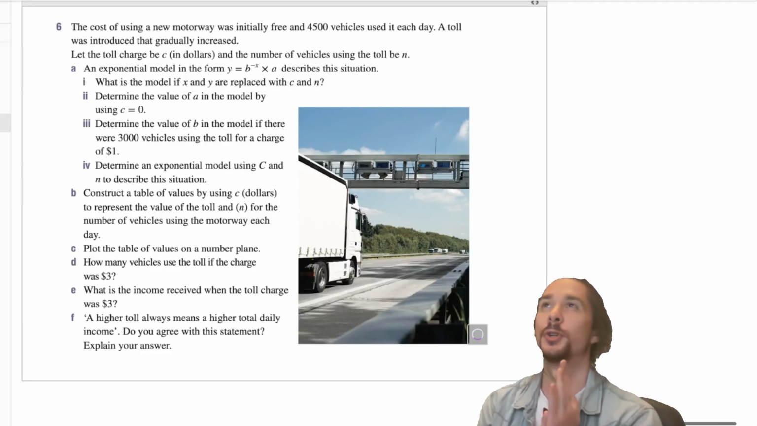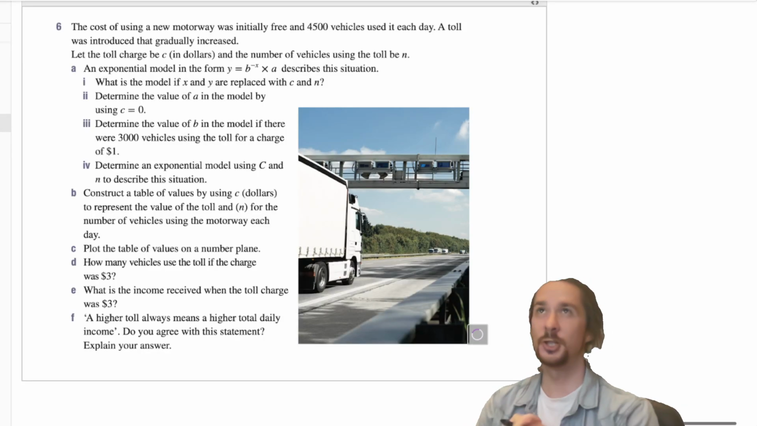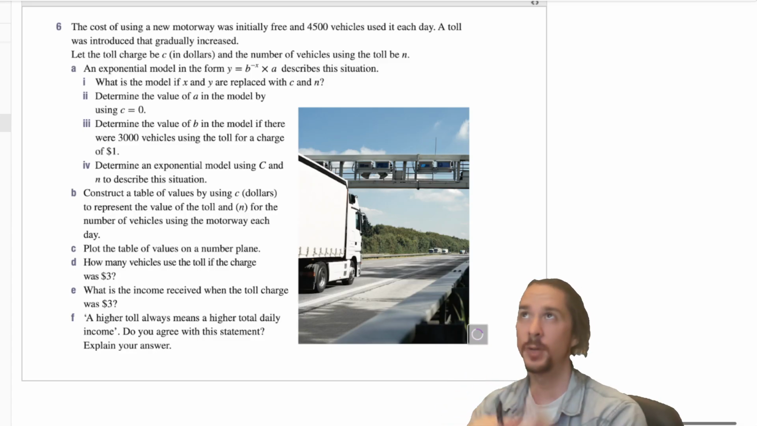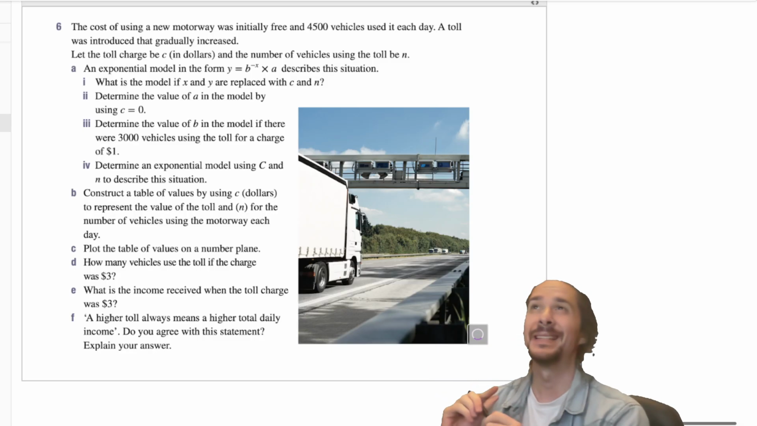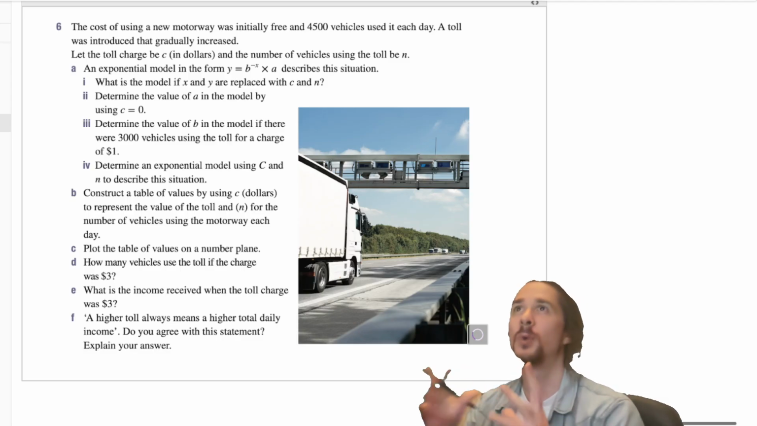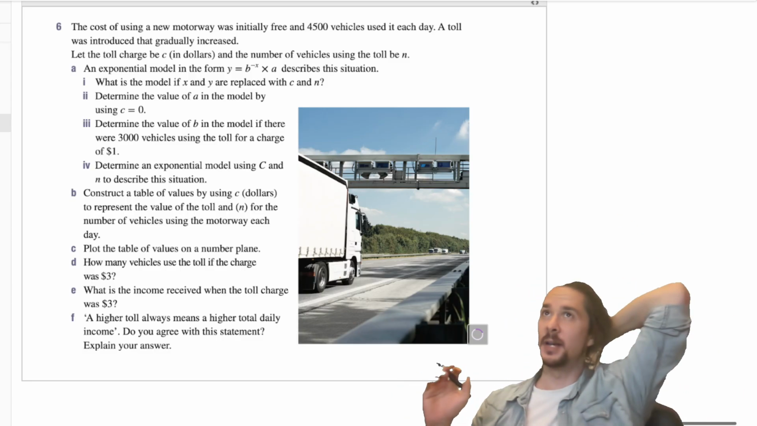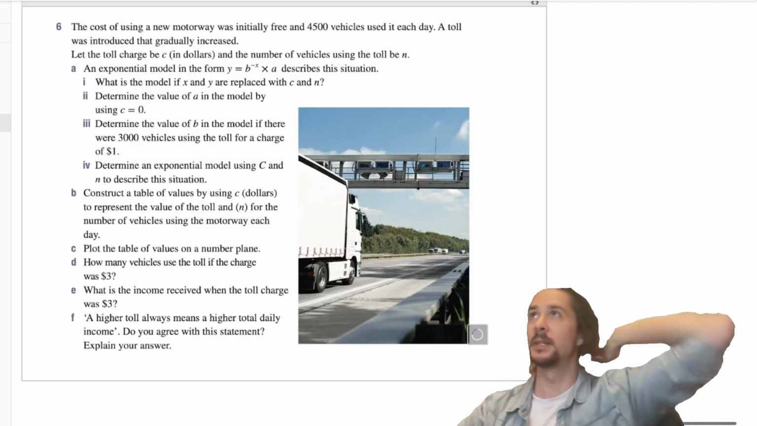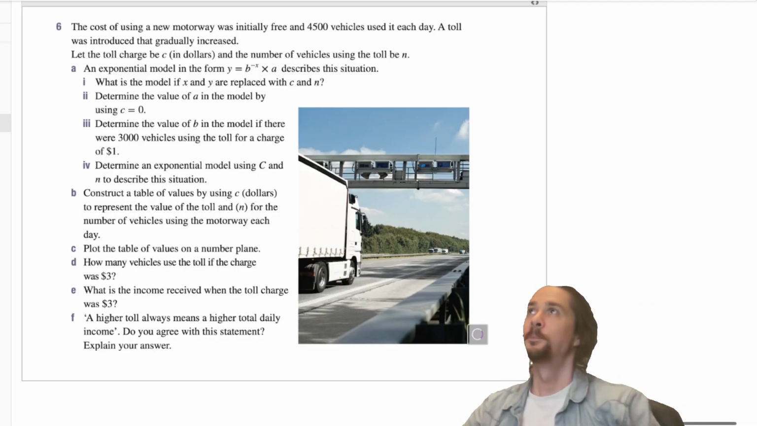Okay, so the cost of using a new motorway was initially free and 4,500 vehicles used it each day. A toll was introduced that gradually increased. Let the toll charge be C in dollars and the number of vehicles using the toll be N. So an exponential model in the form of y equals b to the negative x times a describes this situation. So what is the model if x and y are replaced with c and n?